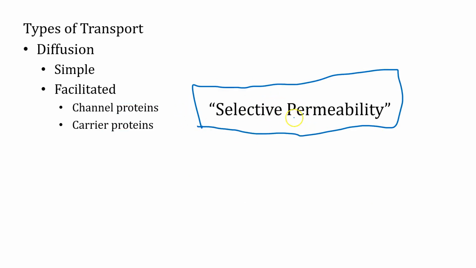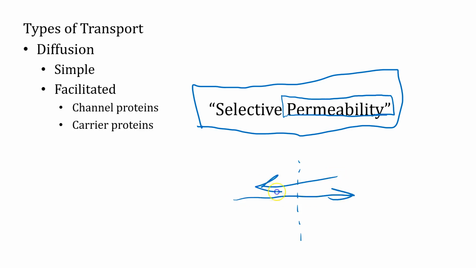What that means is that permeability refers to the ability of some substance to pass through some sort of barrier. So if I have some barrier here and something can easily pass through it, it's considered permeable. Whereas if I have some sort of barrier and something is not able to pass through it, then it's not permeable. So that's what permeable means.